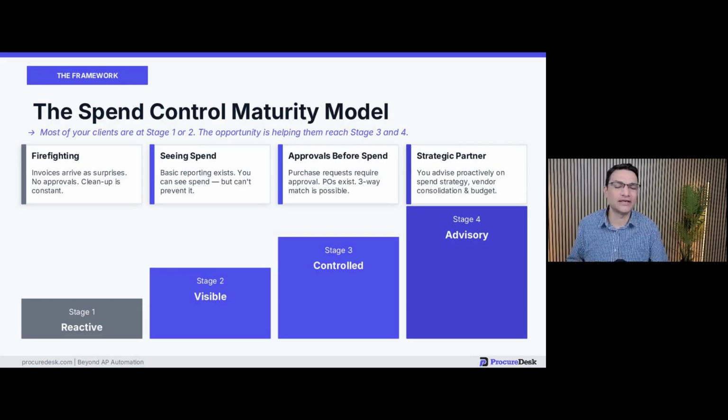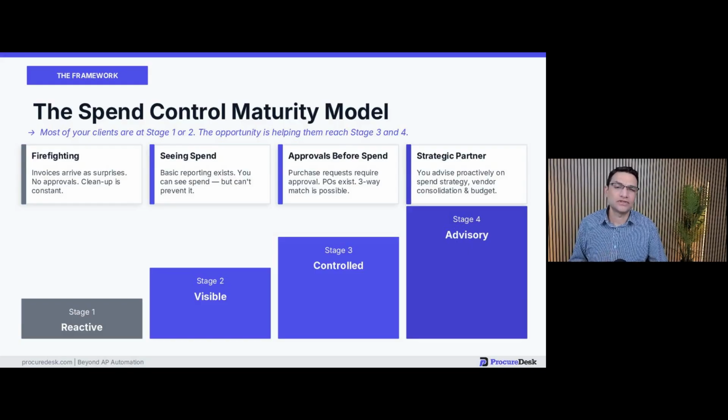So, what does it mean in each one of these stages? Stage one, which is reactive, we call firefighting. So invoices arrive as surprises. Maybe there are approvals happening after the purchasing is actually done. And cleanup is constant: cleaning up GL codes, reclassification, duplicate invoices, you name it, right? So that's stage one. This is probably true if you do not have enough front control from a spending standpoint. So there's no pre-authorization of spend. You would probably see all these, right? A lot of spending on credit cards and trying to reconcile those credit cards and so on.